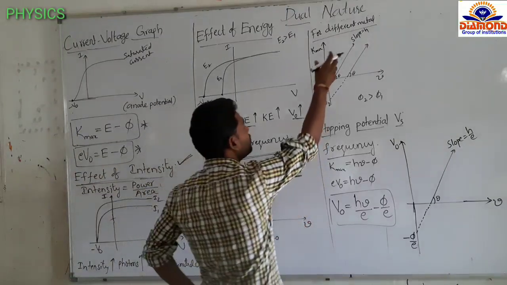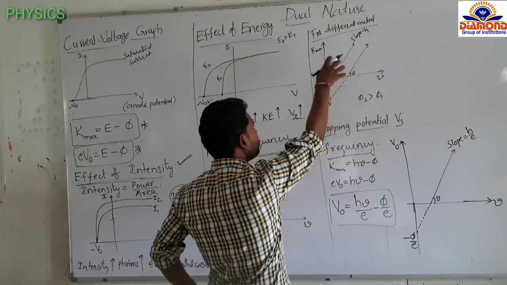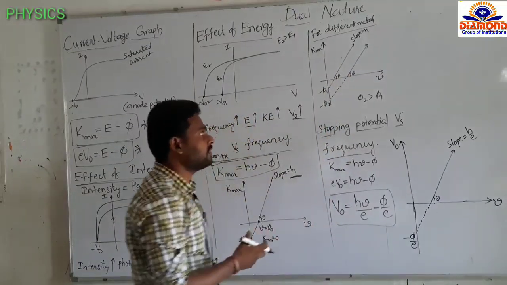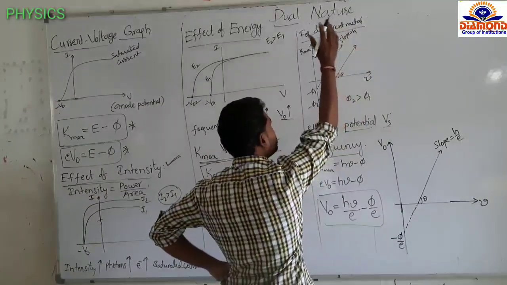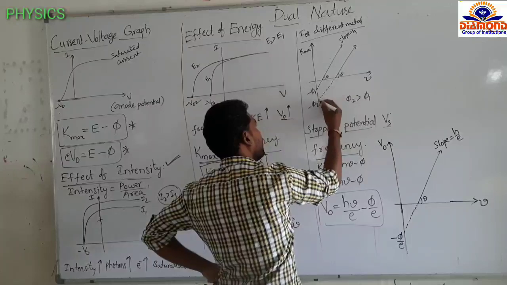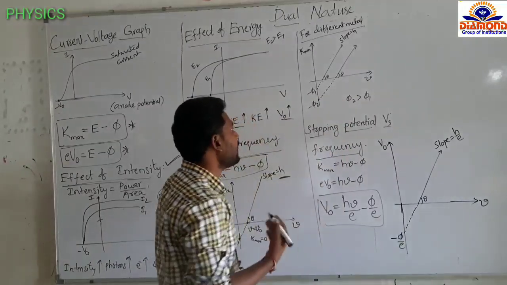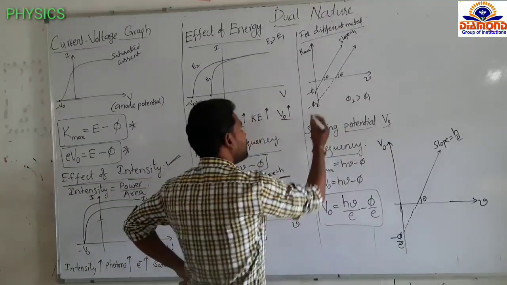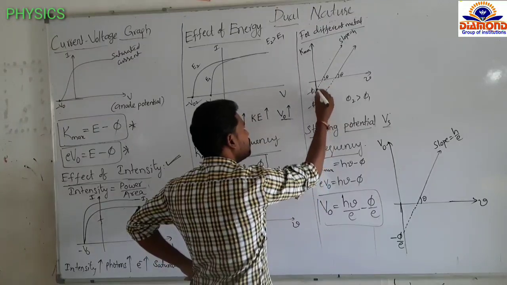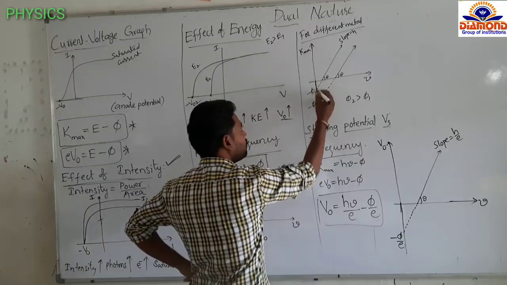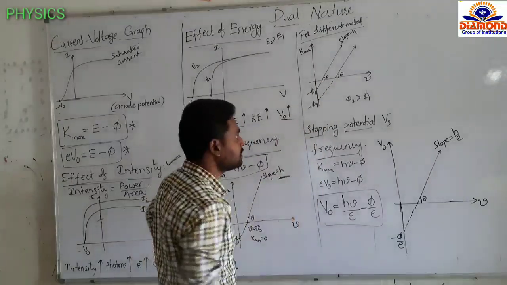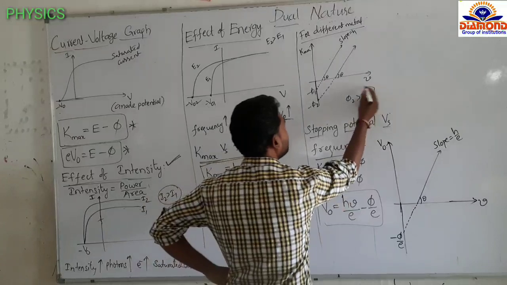And if we take two different metals, which one from this graph has more work function? To find that out, see, both graphs have the same slope h only, but here this is phi 1 and here it is phi 2. Which one has more work function means which one has more y-intercept, that one has more work function. So phi 2 has more intercept on the y-axis, and phi 1 has less intercept. So phi 2 is greater than phi 1.